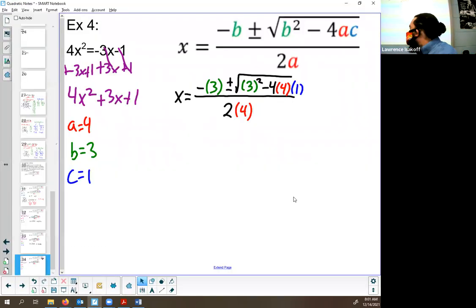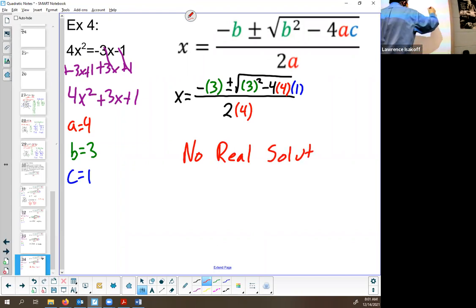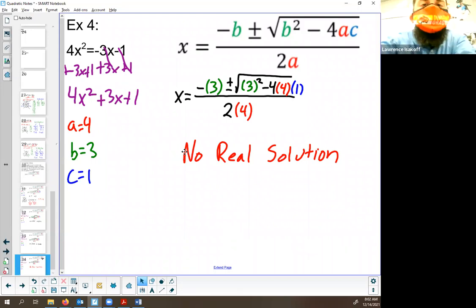So when I get undefined, here's what I'm going to make as my statement. I am just going to say no real solution. So there is an imaginary number that works there. And again, we're going to talk about imaginary numbers more in IM3. We just don't have the time to cover it in IM2 right now. I could quickly give you a crash course on it, but I'd like to actually give you more knowledge on it than just like, hey, quick, here it is.